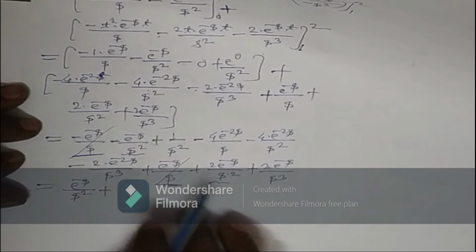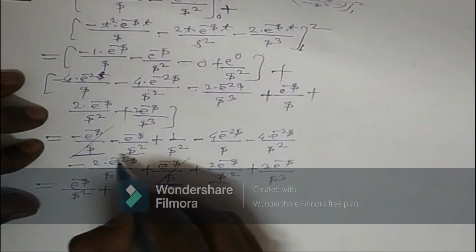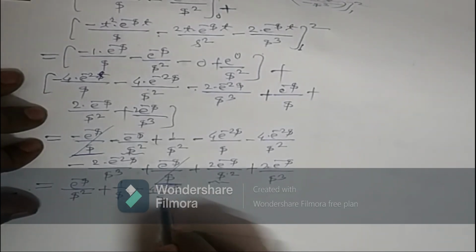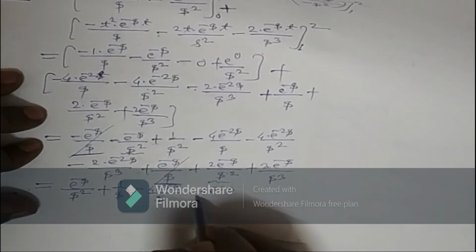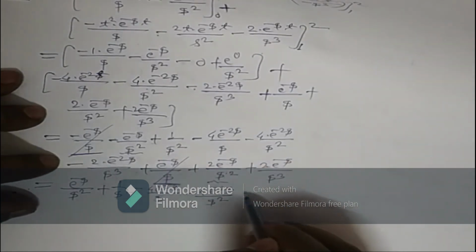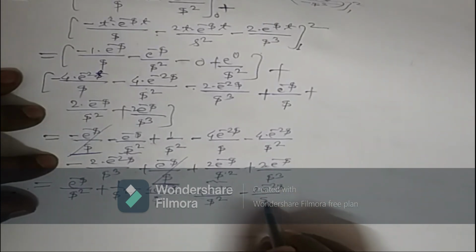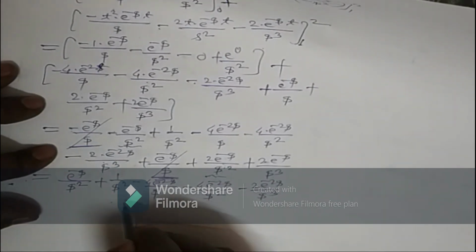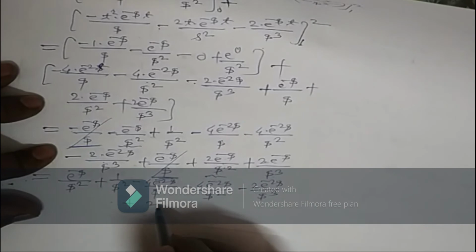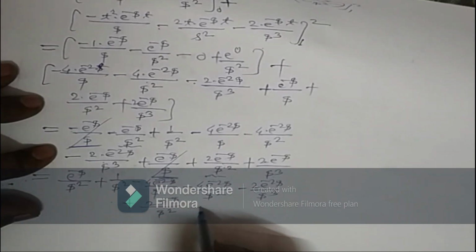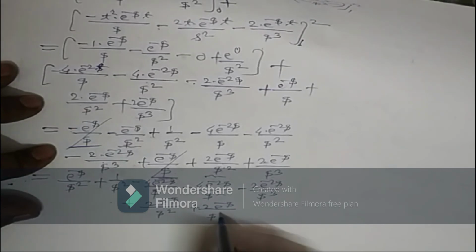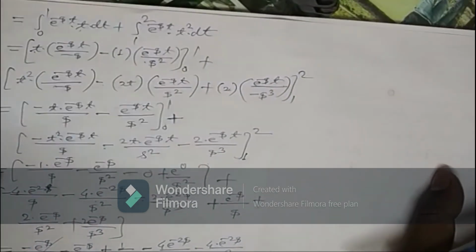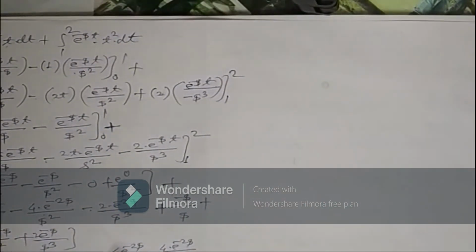Now here we have to keep it as it is. So 1 upon s square, minus 4 e raised to minus 2s upon s, minus 4 e raised to minus 2s upon s square, minus 2 e raised to minus 2s upon s cube, plus 2 e raised to minus s upon s square, plus 2 e raised to minus s upon s cube. So in this way we have to find the Laplace transform of the given function. I hope you understand this.